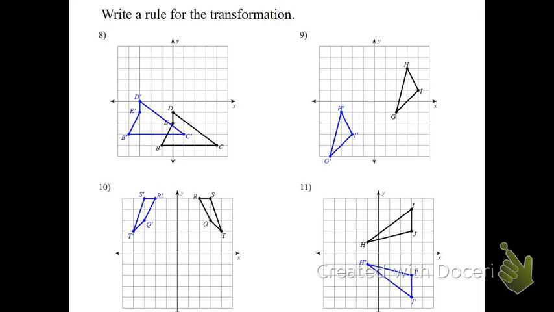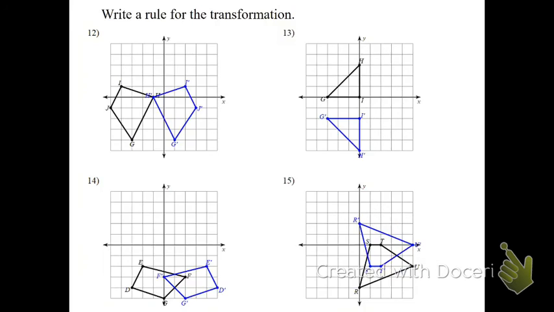All right. For this next slide, I give you the pictures and you have to write the rule. Now, be warned, you currently have both translations or slides and reflections or flips. So the first thing you're going to want to do is figure out which one it is. If it just slides left and right or up and down but doesn't change direction, then you know it's a translation. So number 8 is a translation. Okay, back to number 8. Okay, number 8 is a translation.